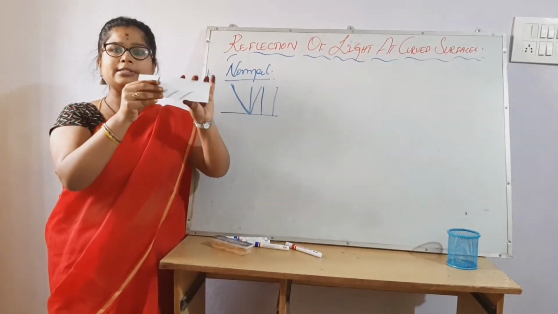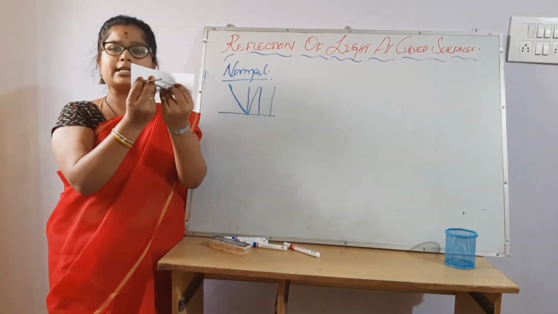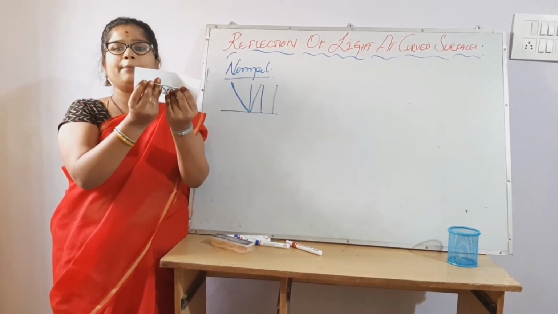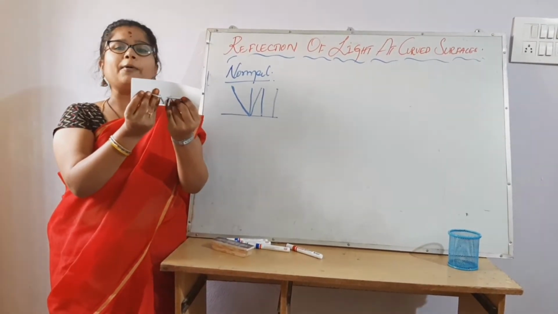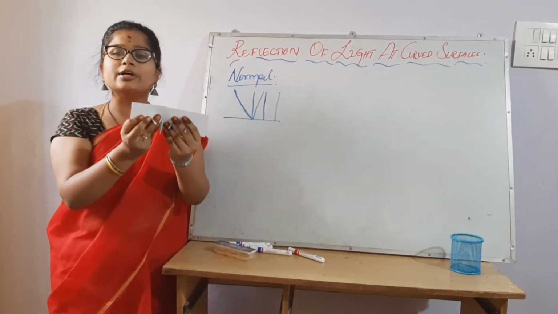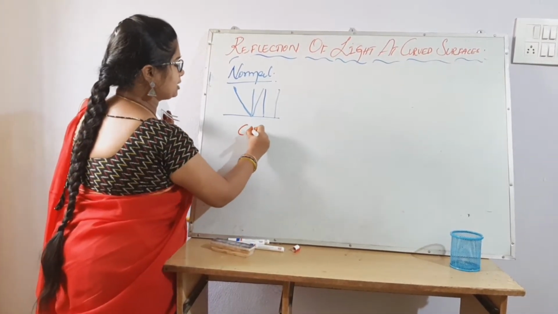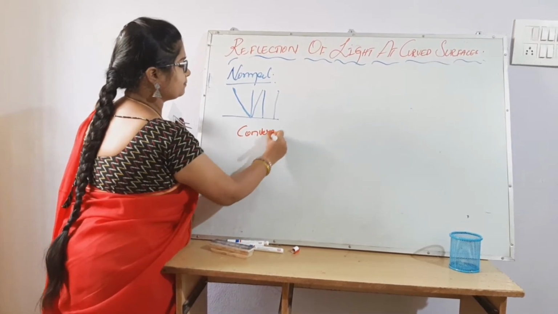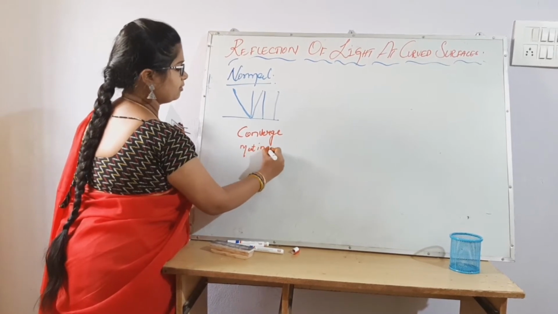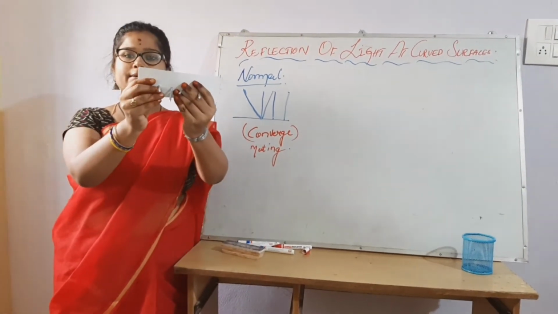So what happens when the mirror is inwards like this? All the reflected rays are going to meet at a point. Meeting at a point, in physics, we call it converge. Meeting at a point is called converge, which means nothing but meeting. In science language, you are going to call it converge.